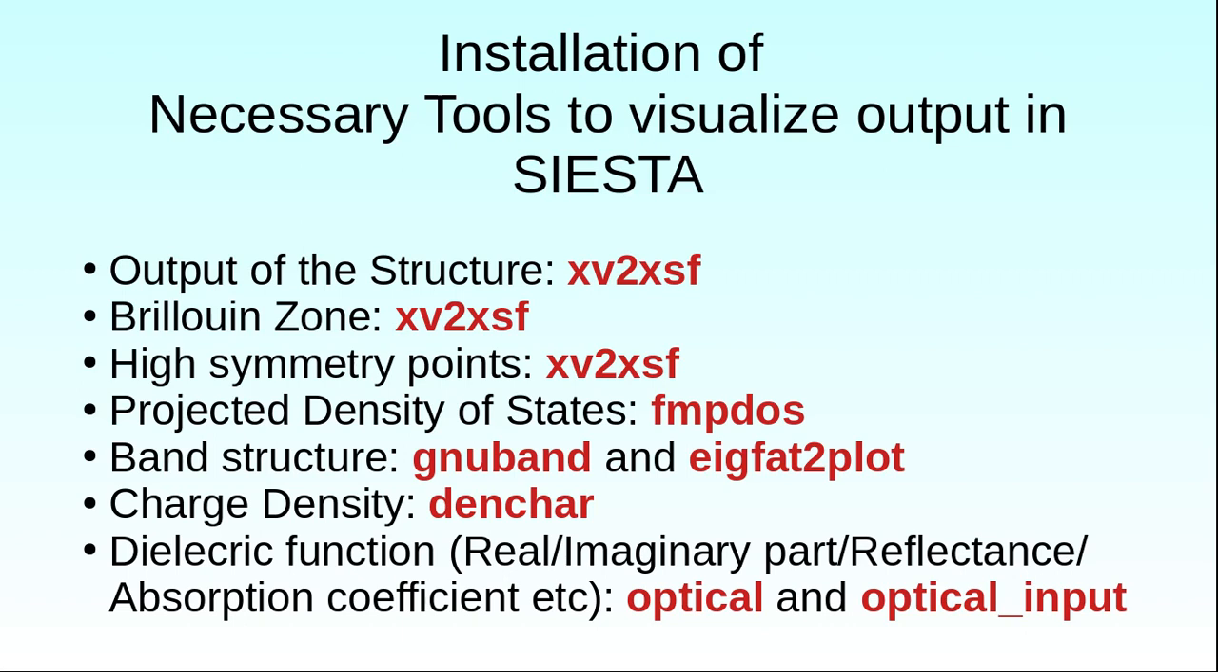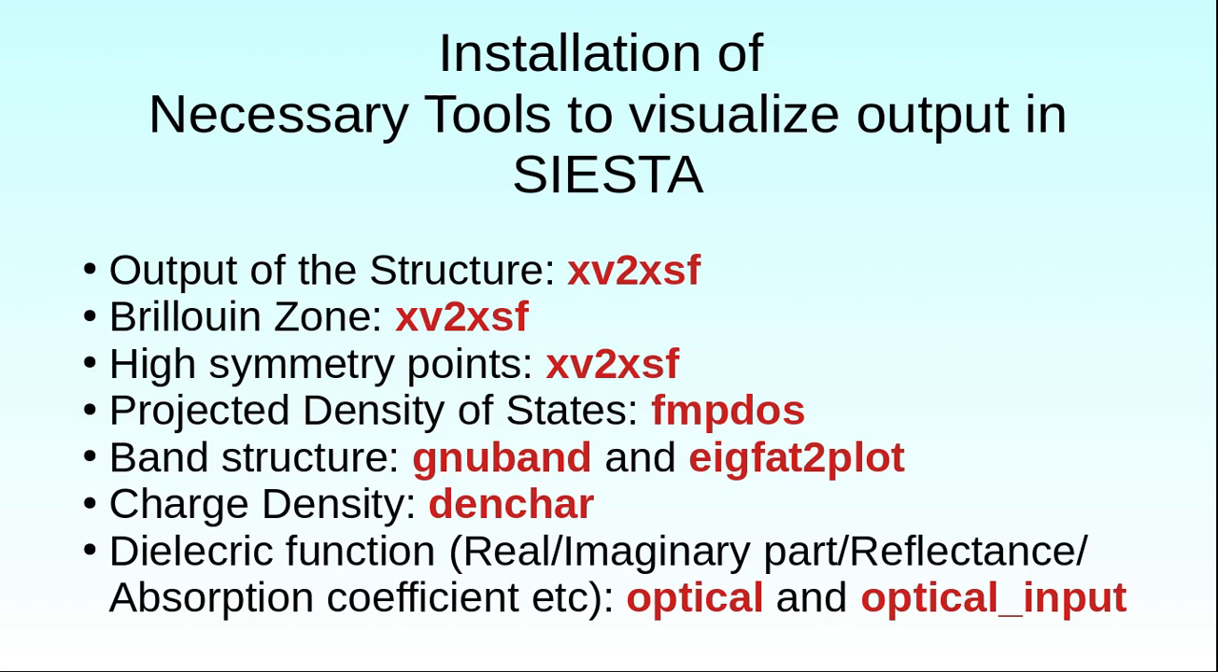And using XCrystal, we can visualize the Brillouin zone using the XSF file, and we can also see the high symmetry points using the same XSF file. Then projected density of states can be visualized or can be converted. For that, the FMP-DOS utility will be utilized.